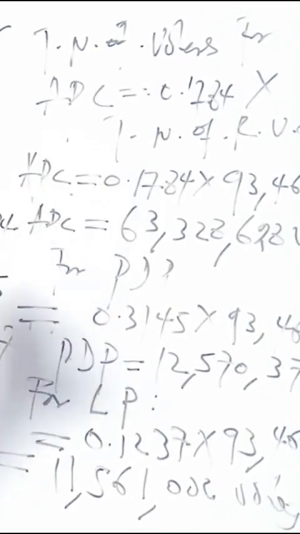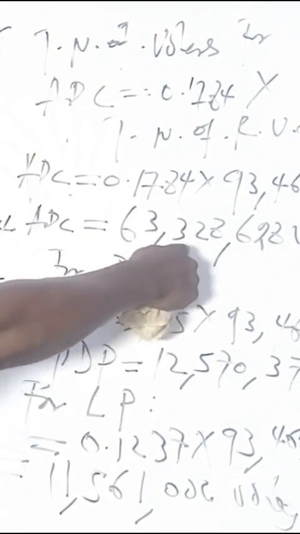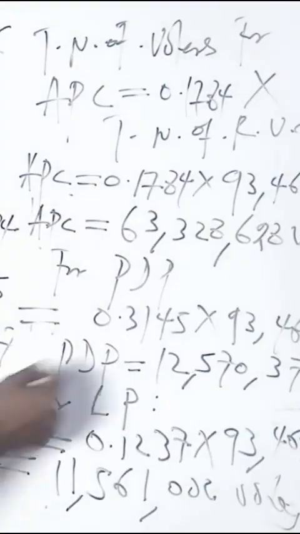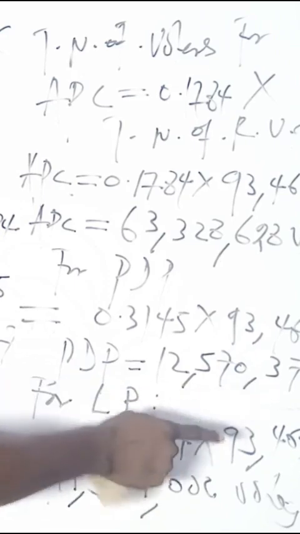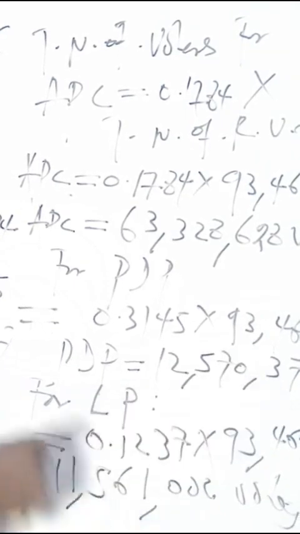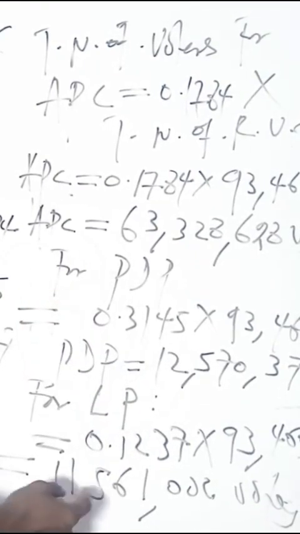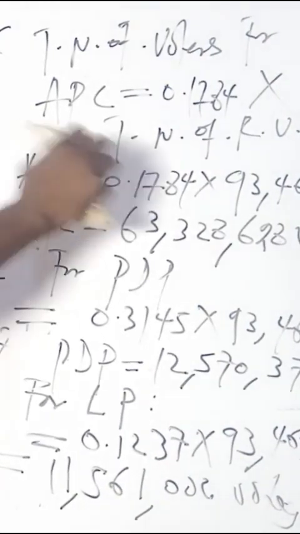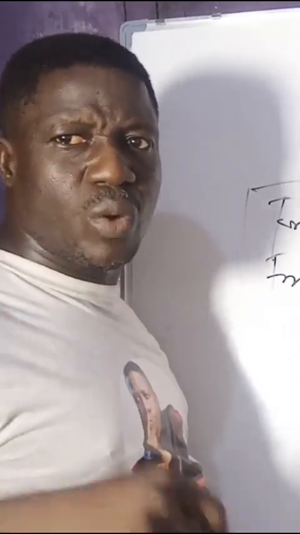So at the end of the mathematical manipulation, you come to the realization that the APC emerged from that presidential election conducted in Nigeria with a total of 63,328,628 votes. The PDP emerged with 12,570,370 votes, whereas the Labour Party emerged with 11,561,002 votes.